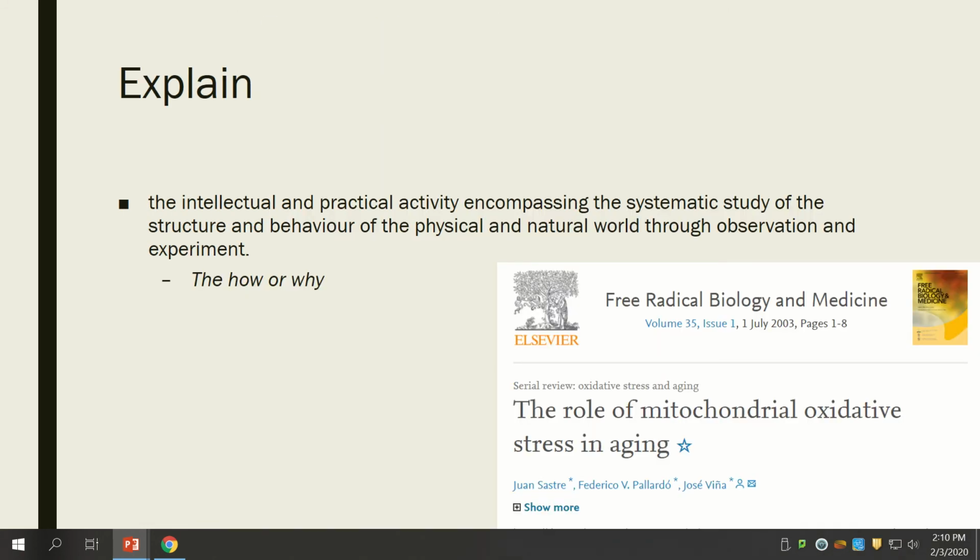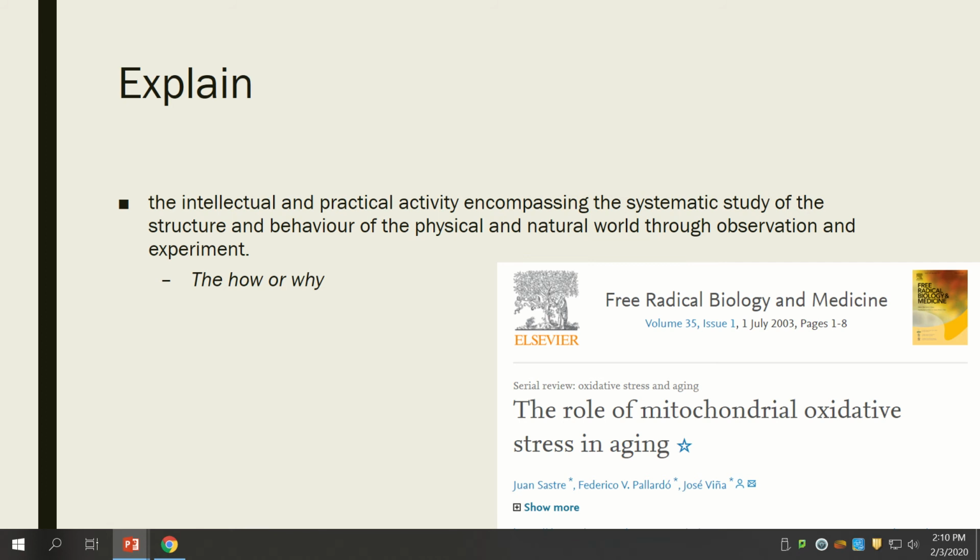All right. Next thing, explaining. This is more or less answering the how or the why of something happening. What I'm pulling up right here, well, I'll read this to you really quick. The intellectual and practical activity encompassing the systematic study of the structure and behavior of the physical and natural world through observation and experiment. So the how or the why.